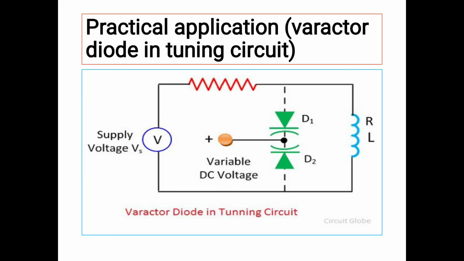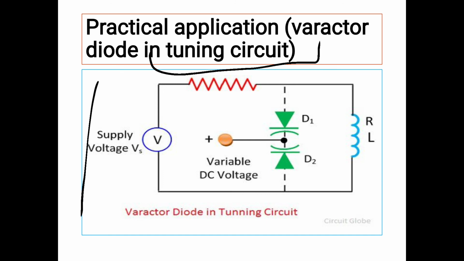Now we are going to study about one practical application of the varactor diode, and that practical application is the varactor diode in the tuning circuit, or in the tank circuit. We can use this varactor diode for the purpose of tuning. For example, you can use it in radio receivers for matching the resonant frequency of any channel. In radio, television receivers, any other communication system, we can use the varactor diode. So this is our circuitry.